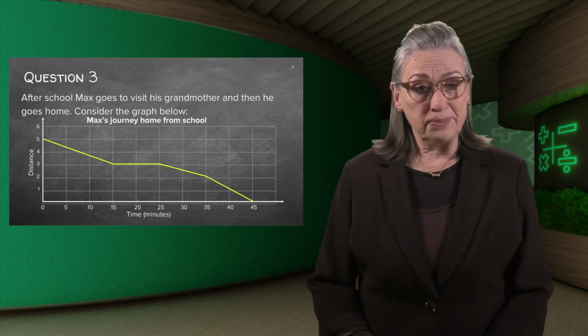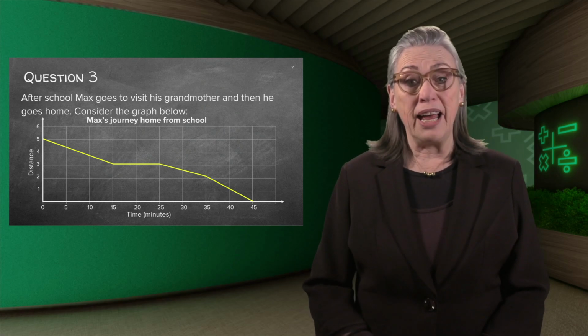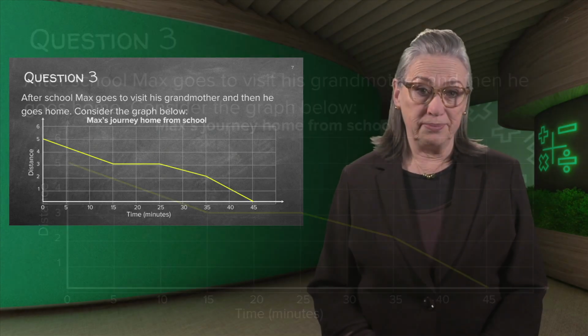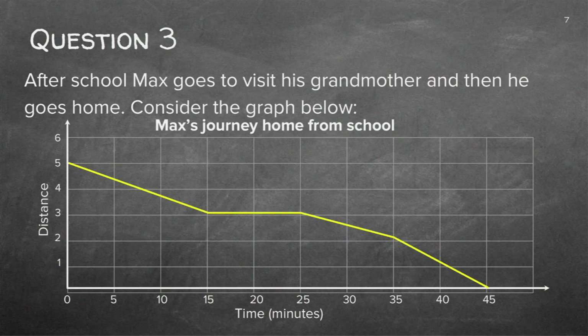After school, Max goes to visit his grandmother, and then he goes home. Now this is Max's journey home. So this is a reverse from the other ones, right? Now we must tell the story from the graph. Are you ready? Look carefully. The distance, the time, and this is his journey home. And you see finally he got home after 45 minutes.